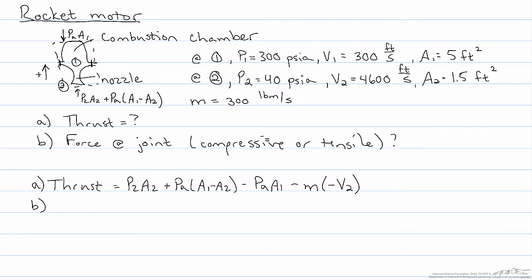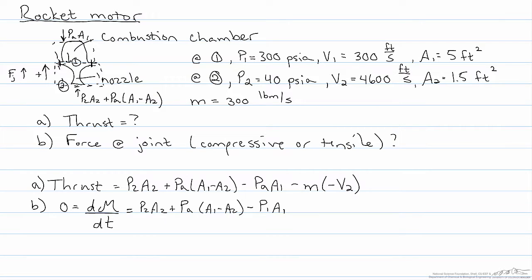The force at the joint requires a different system boundary, so for that we'll draw a system boundary that goes through the area at A1. To get the force at the joint, we will assume the forces are tending to tear the nozzle and the combustion chamber apart, so the force will have to act in this direction to hold the nozzle onto the chamber. A momentum balance in this case says that 0 is equal to the rate of change of momentum with respect to time of our system, and that is equal to, again, P2 A2 plus P ambient times A1 minus A2 acting in the upward direction, and then at point 1 we have P1 A1 acting downward.